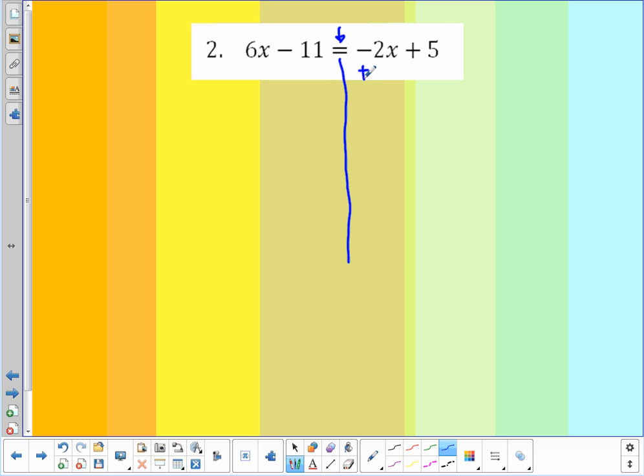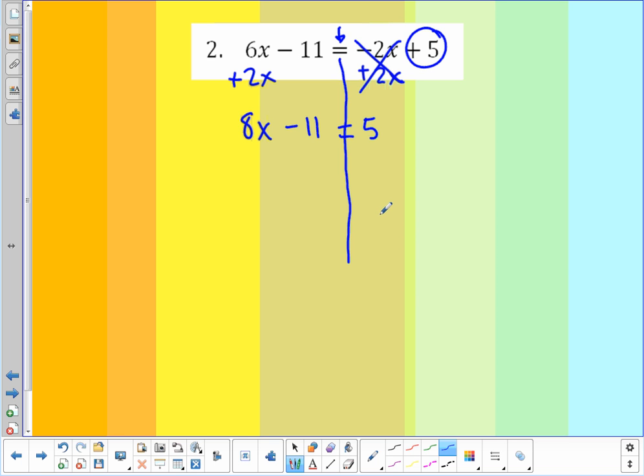So I'm going to add 2x to both sides. Negative 2 is smaller than 6, so I'm moving the negative 2. That's going to make that whole term drop out. Negative 2x plus 2x is 0, so that whole term went away. And then I combine these two. 6x plus 2x is 8x. I still have the minus 11. I still have this 5. It's still equal in the middle.